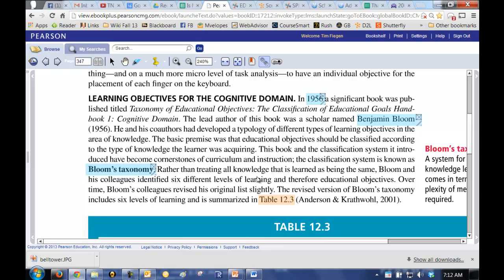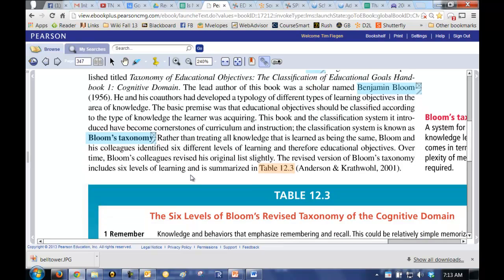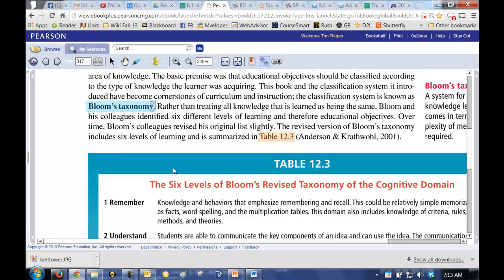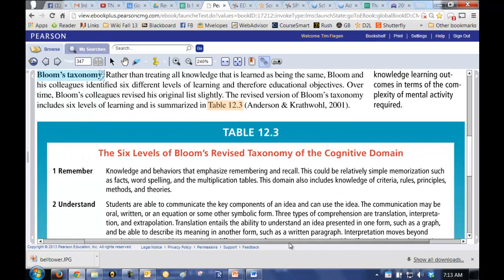And again, I sure hope that you come back to this in other courses in the future. But again, I want to introduce you and give you this vocabulary now. It's Bloom's taxonomy. So what Bloom discovered and created was that knowledge has different levels. It's not all the same. They identified 6 levels of learning and therefore educational objectives. It's been revised a few times, but ultimately this is what it was.